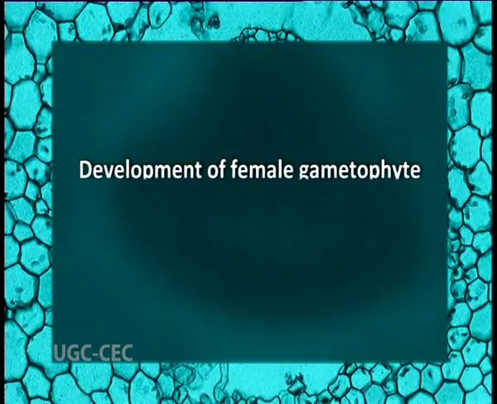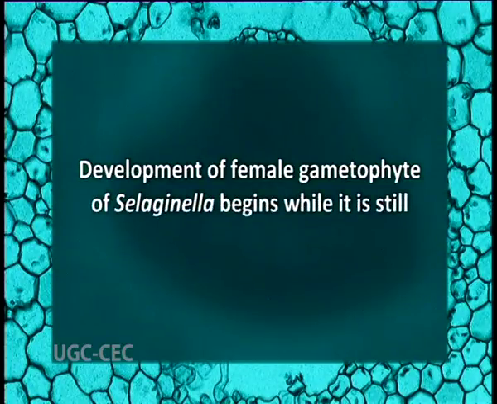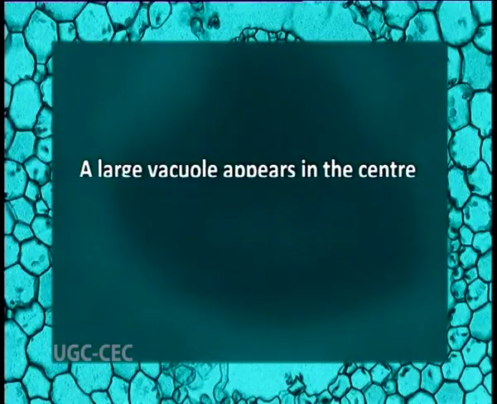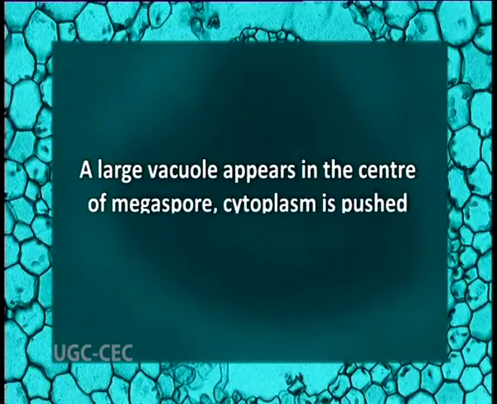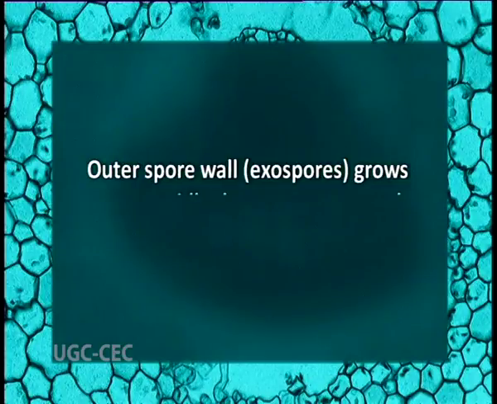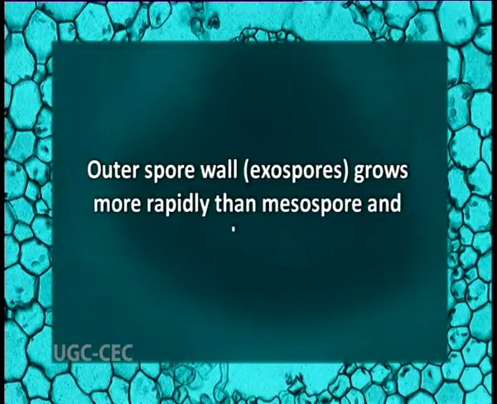Like the male gametophyte, the development of the female gametophyte of Selaginella also begins while it is still within the megasporangium. Immediately after the development of the female gametophyte, a large vacuole appears in the center of the megaspore, and as a result, the cytoplasm is pushed along the spore wall in the form of a thin membrane. There is a considerable enlargement of the megaspore. The outer spore wall, that is, the exospore, grows more rapidly than the mesospore and endospore.